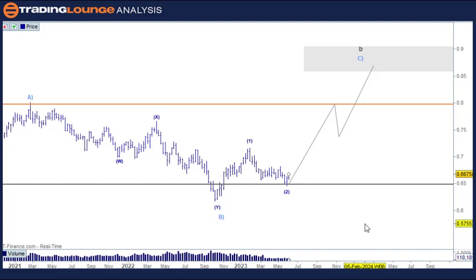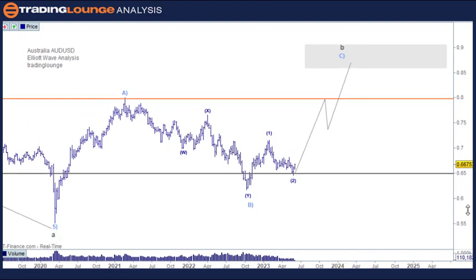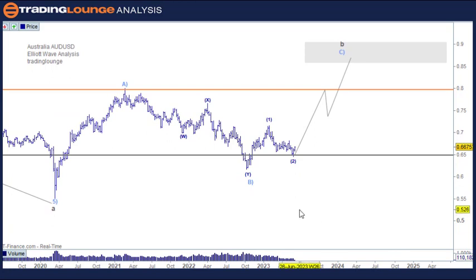So I've got some US dollars, so I'm going to dump those and turn them into something else at the moment, once I can confirm this here.